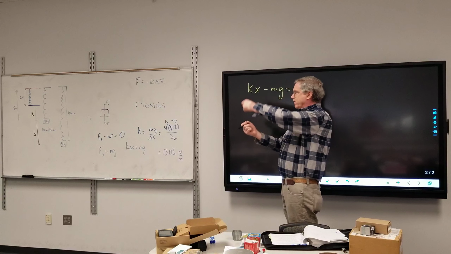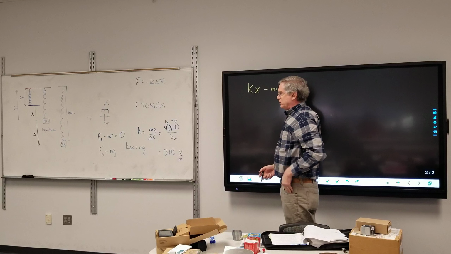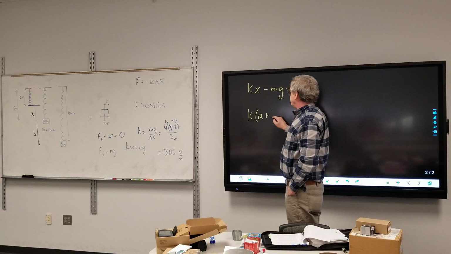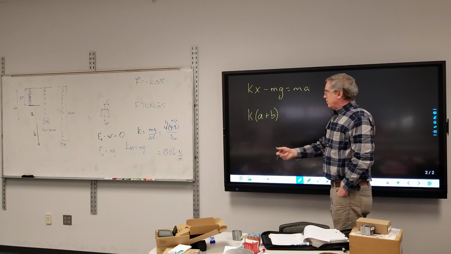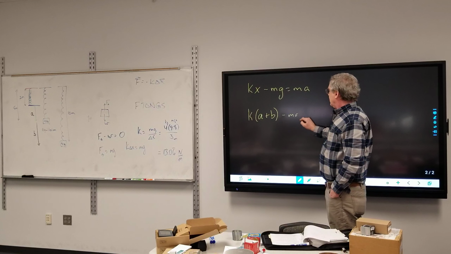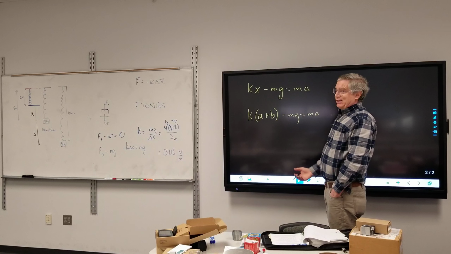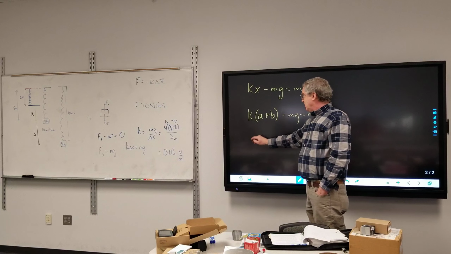I know x is how far it stretched from the initial length of the spring, so this would be k(a plus b). That's the total length that it was stretched, minus mg equals ma. Let's distribute. So ka plus kb minus mg equals ma.